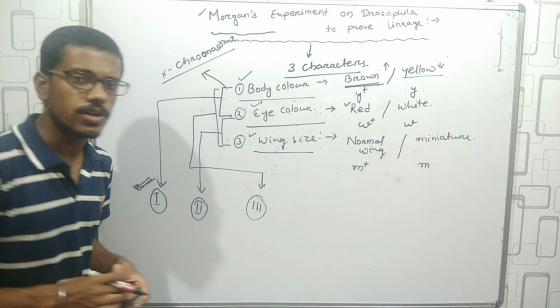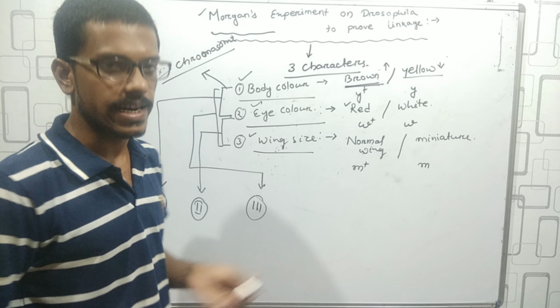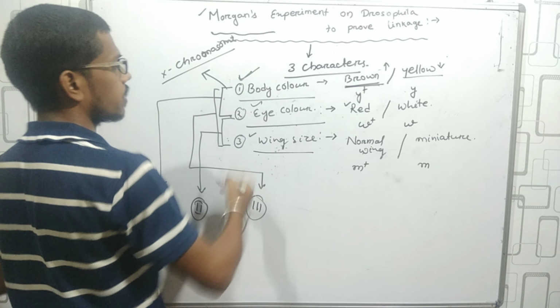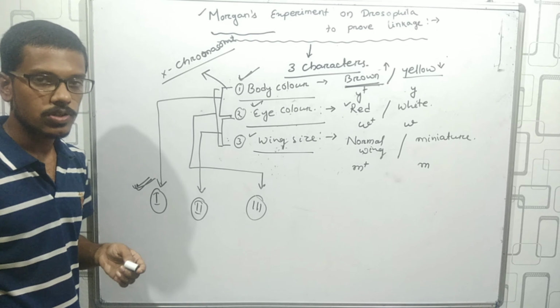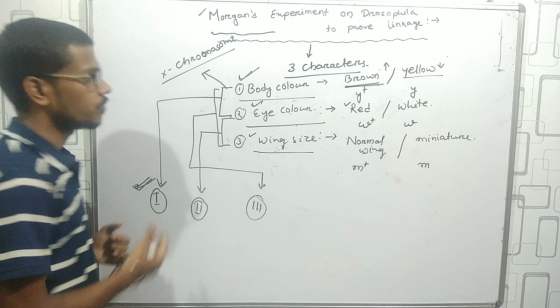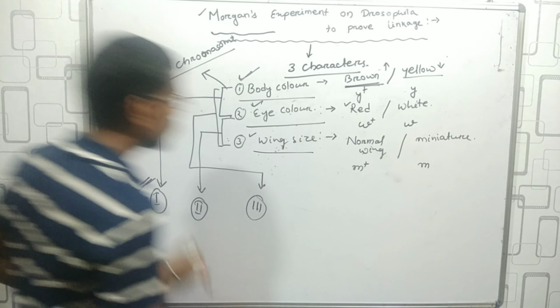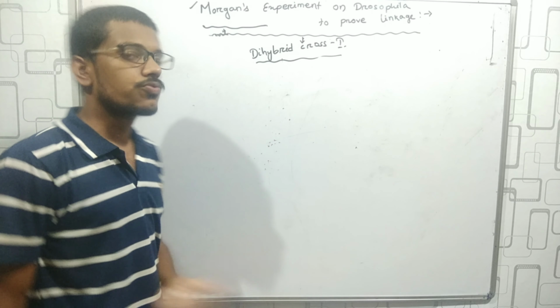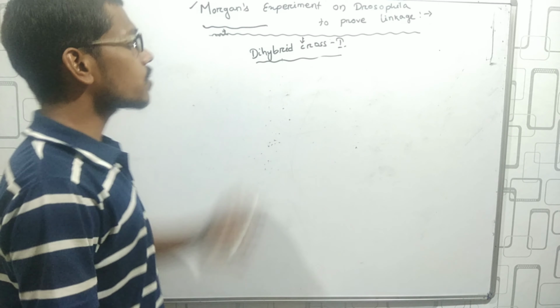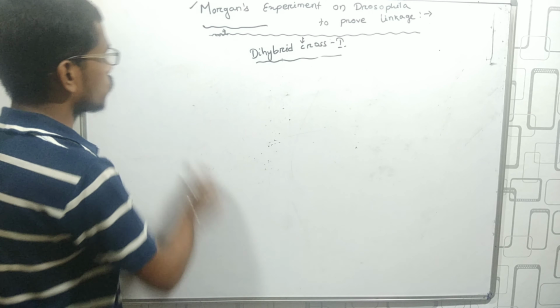As you know, in the dihybrid cross we have to choose two characters. Here character 1 is the body color, and the other is the eye color. Okay, let's go for the crossing between these two characters. Let's see dihybrid cross 1. In dihybrid cross 1, Morgan selected two characters.